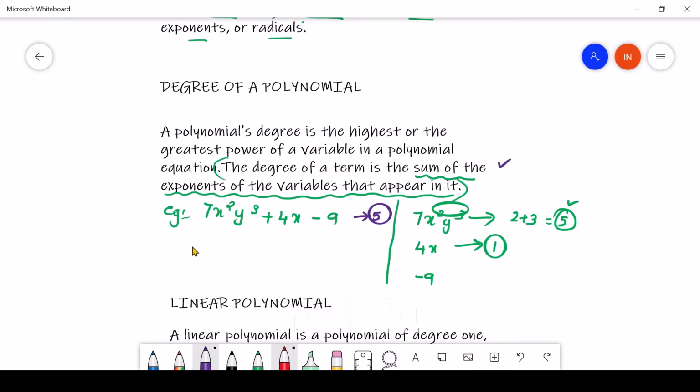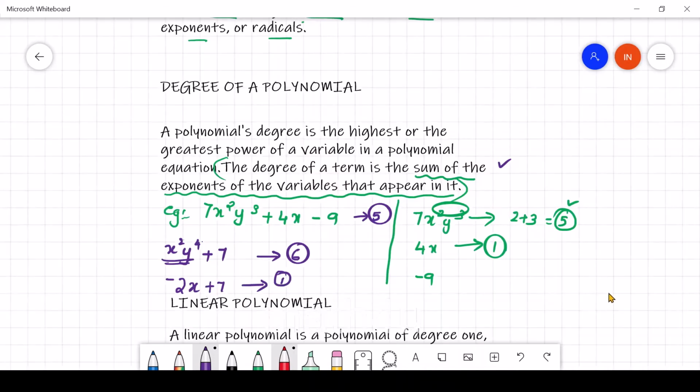Yes. Another example: if you have x squared y raised to 4 plus 7, what will be the degree of this one? You have to add these two exponents. For the first term, 2 and 4, that is equal to 6. Then let me ask, negative 2x plus 7, what will be the degree of this one? Yes, 1. So this is how we can explain the degree of a polynomial.